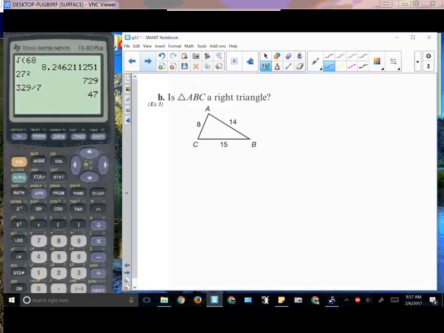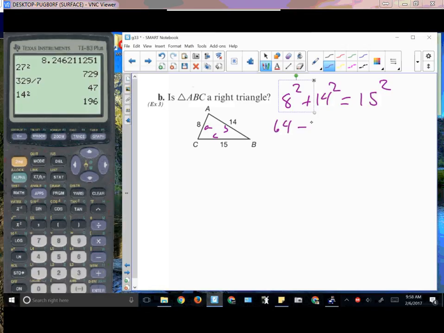If this is the right triangle, then the two smaller sides should be A and B, and the larger side should be C. So that means that 8 squared plus 14 squared should be equal to 15 squared. 8 squared is 64, 14 squared, well, we'll just go over here, 14 and square it, and I end up with 196. 64 plus 196 is equal to 15 squared, which should be 225.